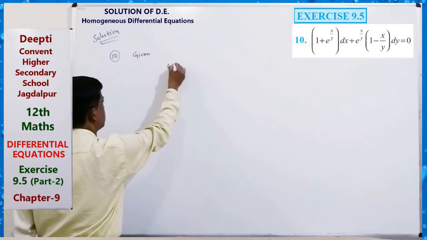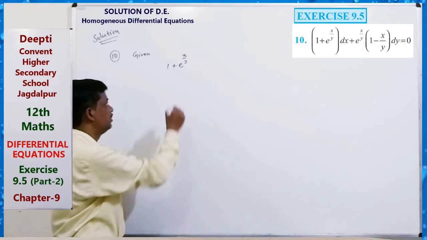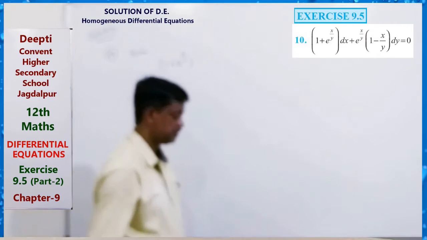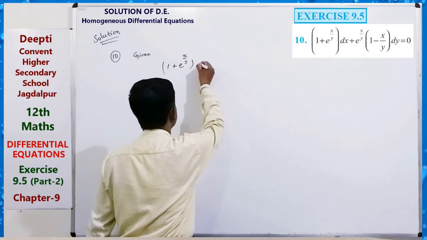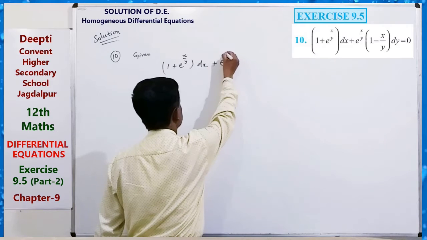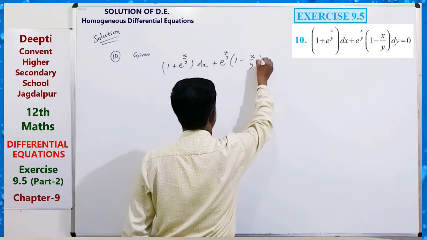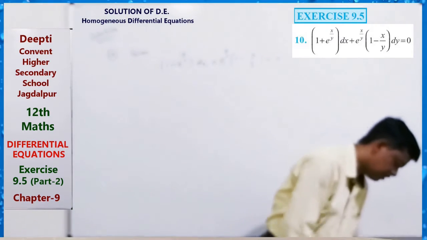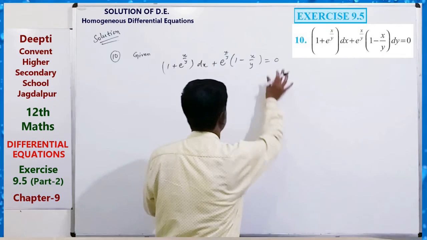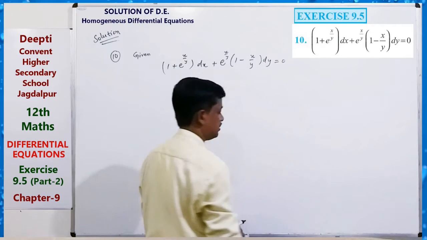Given (1 + e^(x/y)) dx + e^(x/y)(1 - x/y) dy = 0. Here, this is equation 10.